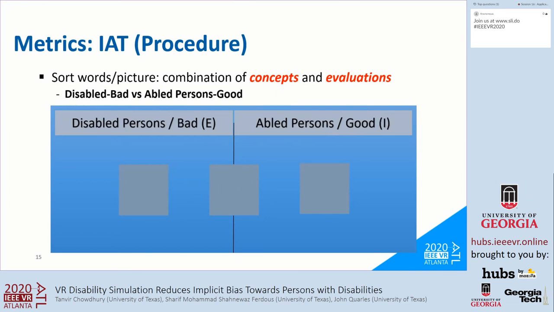Here is the same task, but the label on the top is changed. The implicit association test looks at the reaction time of the participant. Based on the reaction time, it calculates a score that represents the participant's preference towards the concept.